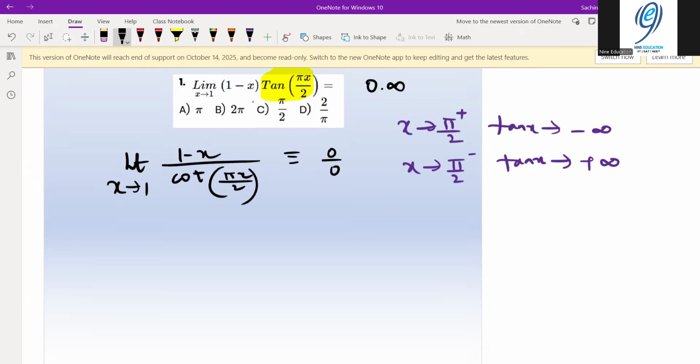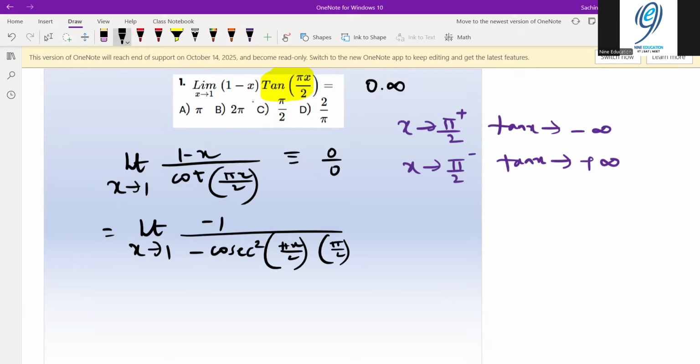So proceeding here, you get limit x tends to 1. If I differentiate the numerator, I get minus 1. If I differentiate the denominator, I get minus cosecant square pi x by 2 times pi by 2, right? And as x tends to 1, this limit approaches 2 by pi, which is why the answer is D, 2 by pi.